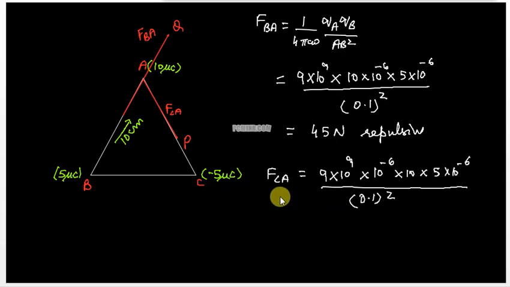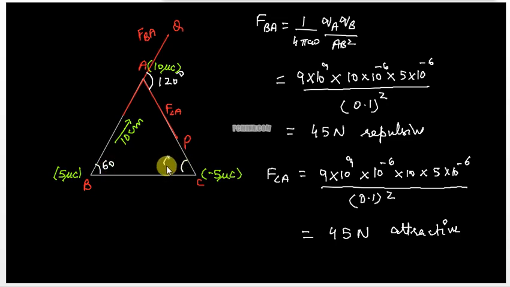And similarly, we can find out FCA, the force on A due to the charge at C. So using the same formula, and all the values are also same, it's just that this force is going to be 45 Newton attractive force because the charge at C is negative. So we get these two forces, FBA and FCA. Now these two forces are inclined to each other at an angle of 120 degrees because this is an equilateral triangle, and the exterior angle is going to be equal to the sum of opposite interior angles, and each angle in an equilateral triangle is 60. So therefore the sum of these two is 120. So this angle is 120.